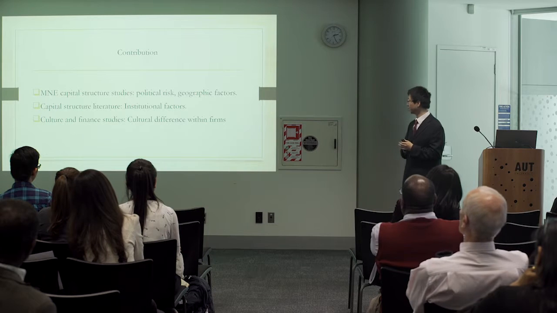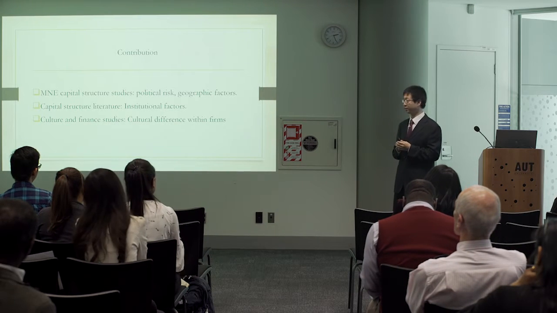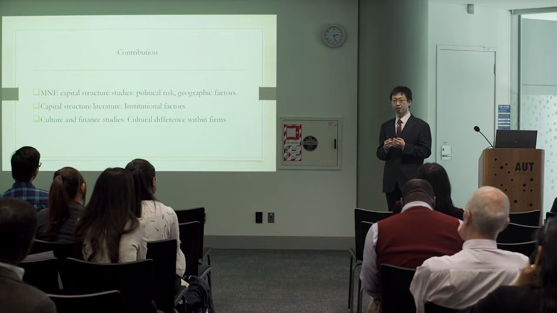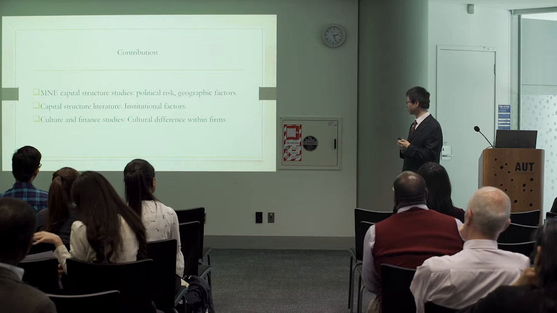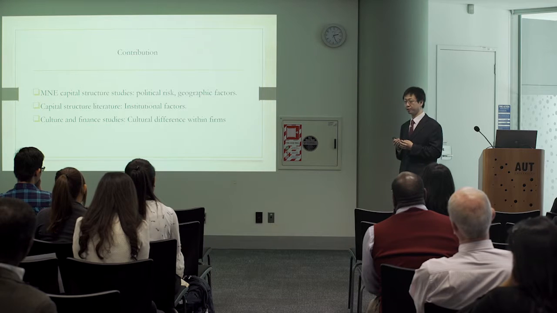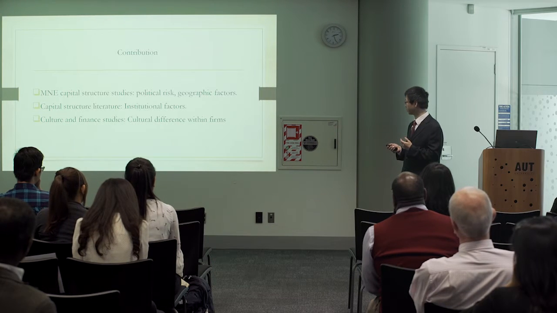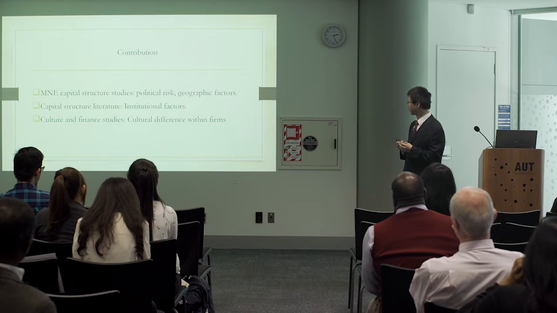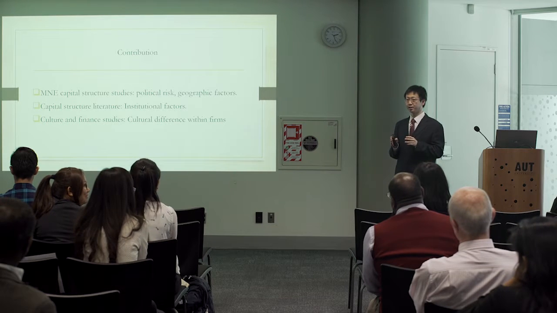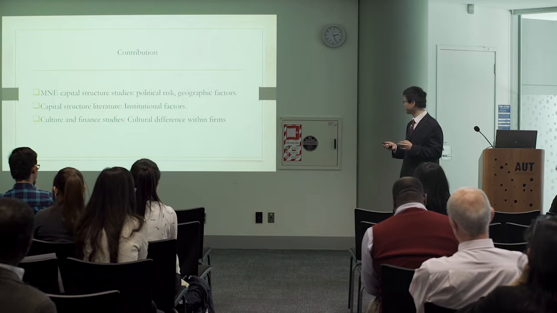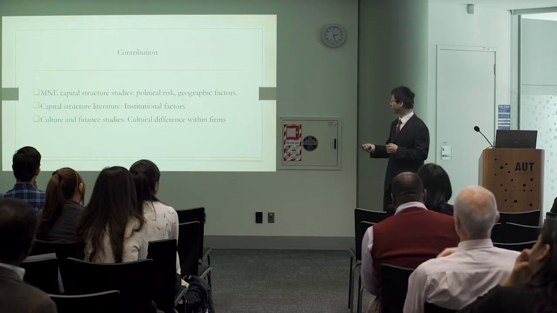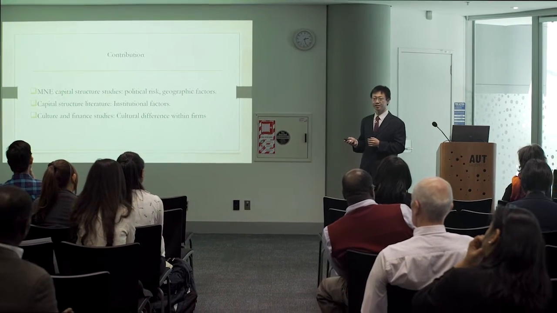So our paper contributes to several literatures. The first one is the capital structure literature. As you can see, previous papers already looked at political risk and geographic diversification. So in our study, we look at culture, how culture affects the capital structure. The previous studies already looked at other institutional factors like political risk, so we still seek the culture influence on the capital structure. And lastly, we contribute to the culture and finance studies. Previous papers find that culture affects the capital structure, but they only look at the national culture outside the firm. So we look at the culture difference within the firm, and how this affects the capital structure of the firm. So hopefully we can shed some new light on all these different strands of literature. Okay, thank you.